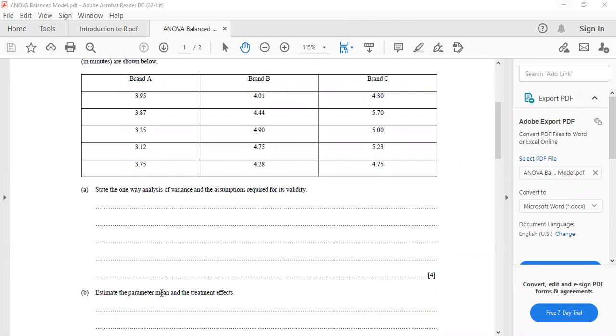Right. So we've calculated the mean, right? And now we want to calculate the treatment effect. Right. So treatment effect, that is what? Oh, yes. I have a question.